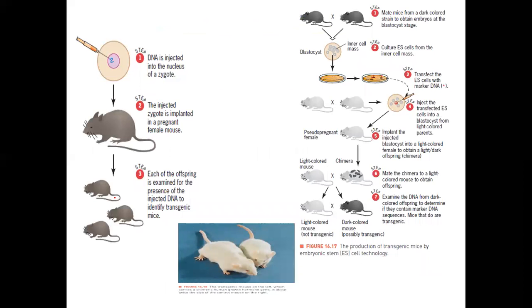I told you that for the mouse, say for example, these are the two mice. We get the cells from this one, and then integrate the cells of this white mouse with this one, and then inject it into the pseudo mother. After getting the babies, we will get the chimera, and then we will cross the chimera with the light colored mouse, and after their cross, we will get the dark colored mouse, which will probably be transgenic.